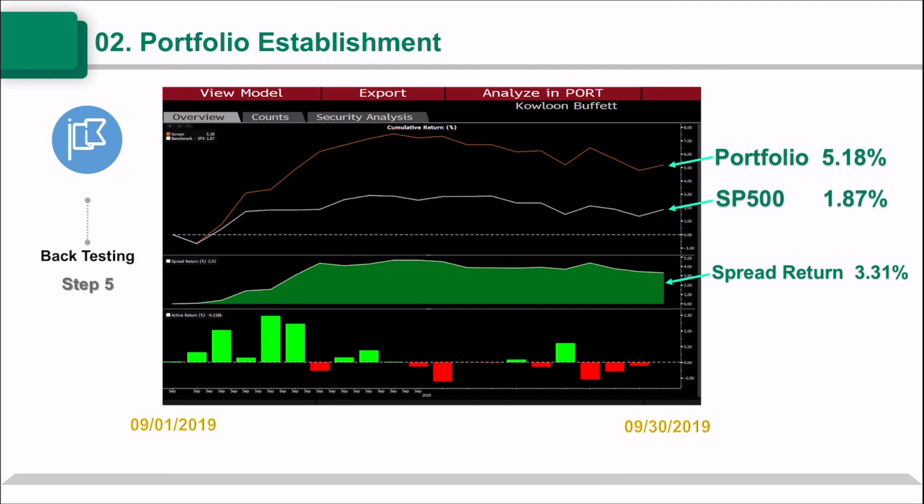In order to make sure those stocks performed well in recent months, we use Bloomberg to backtest all of them during the period from September 1st to September 30th in 2019. We want to make sure whether our portfolio has a similar trend as anticipated. As you can see here, our portfolio is represented by the red line and has achieved a return of 5.15, which is higher than the SP 500. It does fit our expectation.